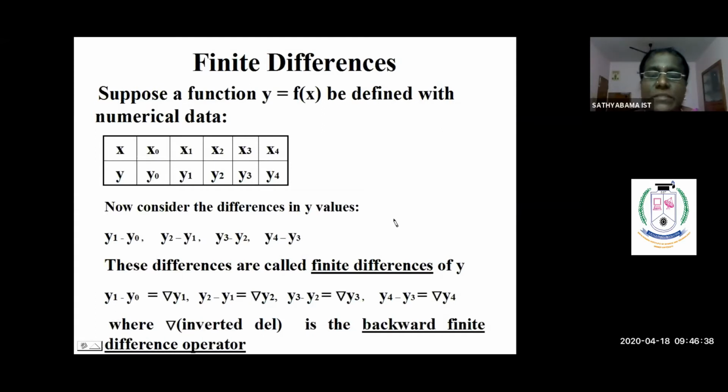Here again I'm assuming the same example, y equal to f of x, which is numerically defined with the data set x0, x1, x2, etc. x4, and y0, y1, y2, y3, y4, the corresponding y values. Again you consider the same differences. What differences? Second minus first under y values. Succeeding minus previous. So when we do these differences, we call them finite differences, already you know, but I'm going to use one more notation called inverted del. What is inverted del? It is nothing but the backward finite difference operator.